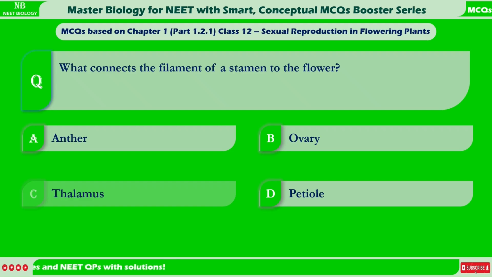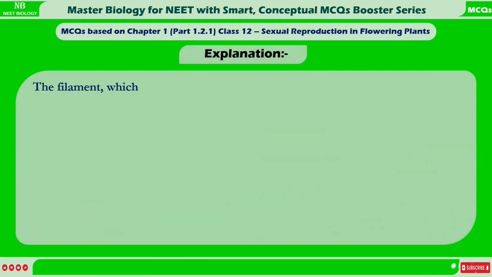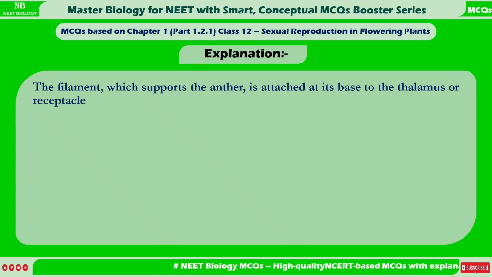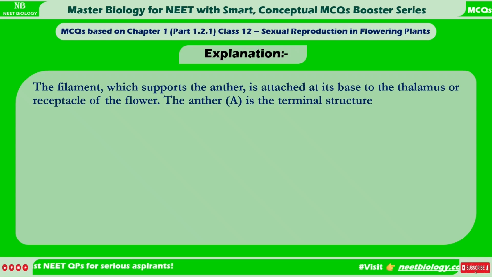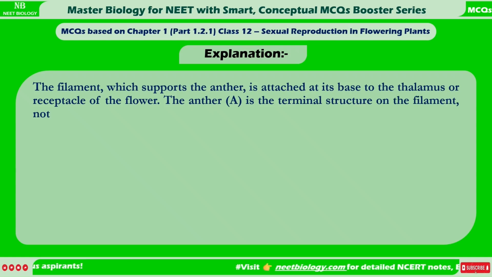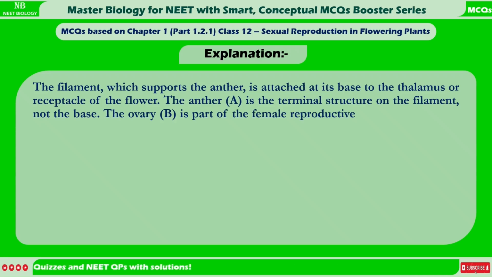Correct answer is C. Thalamus. Explanation. The filament, which supports the anther, is attached at its base to the thalamus or receptacle of the flower. The anther, A, is the terminal structure on the filament, not the base. The ovary, B, is part of the female reproductive organ, carpel, and the petiole, D, is the stalk of a leaf, not related to floral structures.